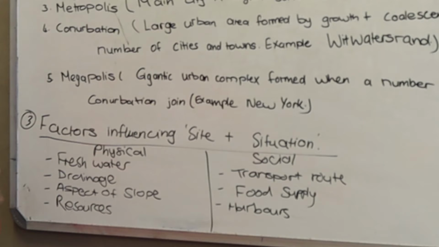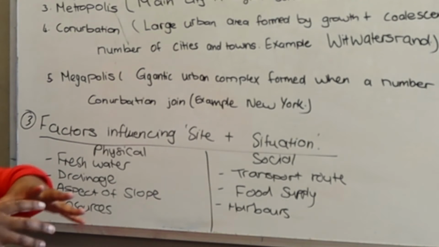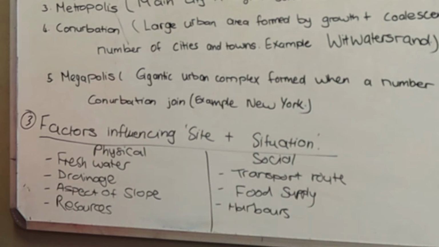The third one is factors influencing the site and the situation of a settlement. So the physical factors would be fresh water. Everyone wants to live near fresh water because we need water to survive. A good drainage system. The aspects of a slope. When we talk about aspects of a slope, it depends whether you want to live high up in the slope or low down over mountains. Either you want to live high up in the mountain or low down in the mountain. And the last one is resources.